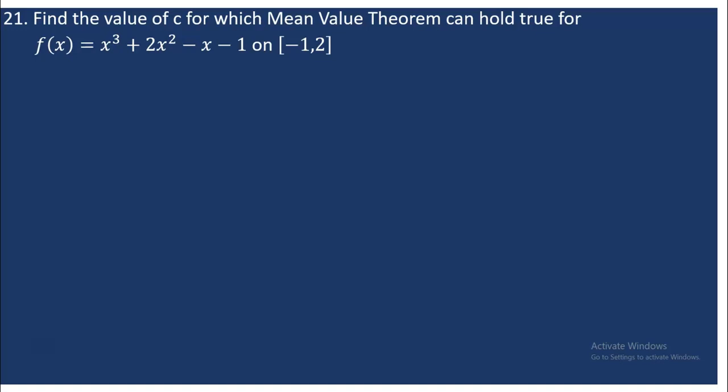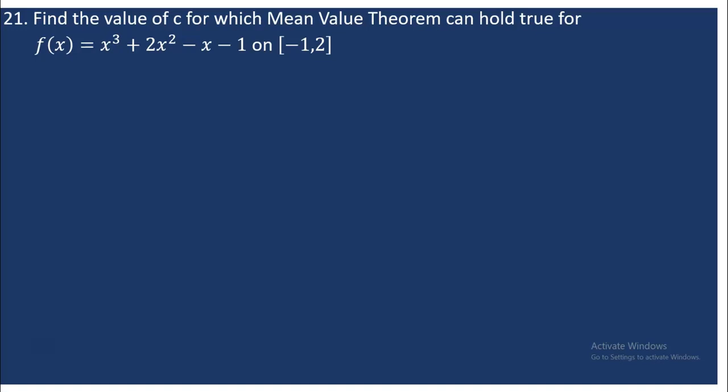So again, we have to assure the following conditions. First, is the function continuous within the given interval? Yes, because the function is a polynomial function, as you see. And also the function is differentiable on the open interval -1 to 2. No problem, because since it's a polynomial one, it can undergo this behavior.